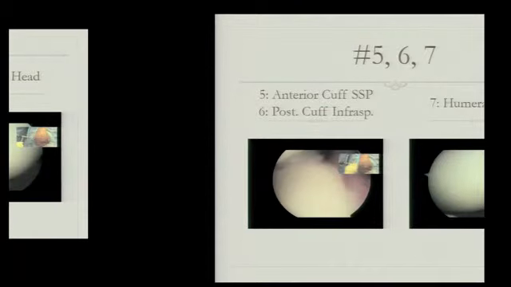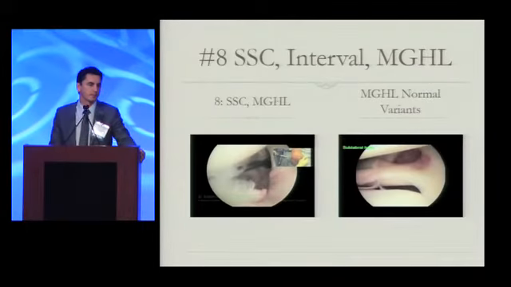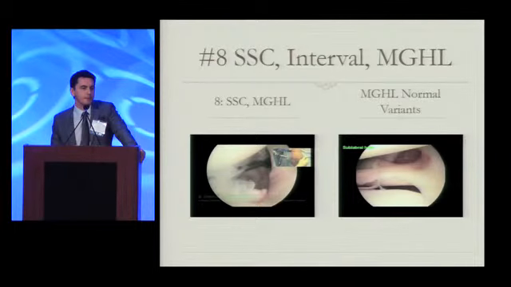We'll be able to move the humeral head around, abduct, rotate, and look for chondral damage, Hill-Sachs lesions, and reverse Hill-Sachs lesions. Number 8 is going to be the subscapularis, the rotator interval, and the middle glenohumeral ligament. So now we're working down the front of the shoulder.